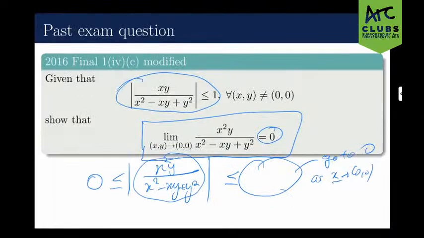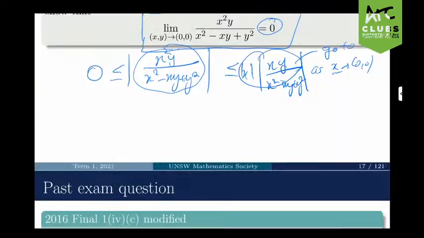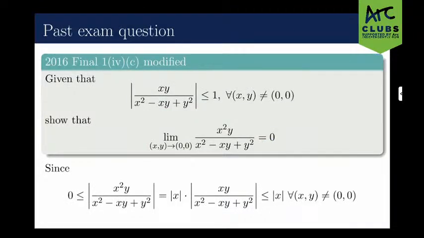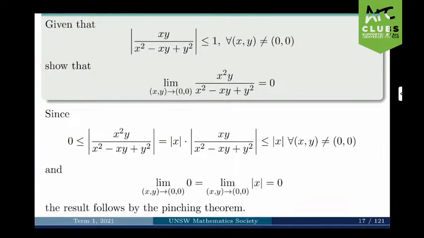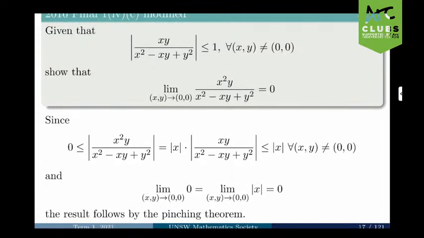Right, so if I use this inequality above, what's the difference? The bottom expression has an extra x. So how about I just take out the x? And look at that. Using the inequality we're given, that would be less than or equal to |x|. And we note that as (x, y) approaches (0, 0), obviously 0 is still 0, and the absolute value of x over here is also going to go to 0.